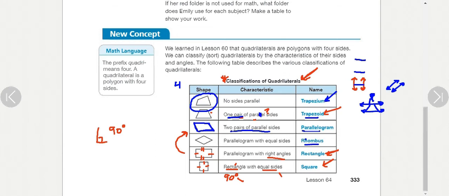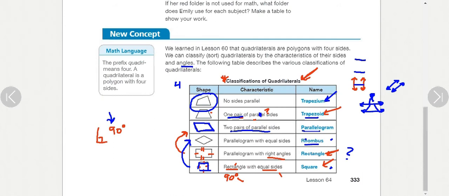All squares are rhombuses because they also have two sets of parallel sides like a parallelogram. But what's different between a square and a rhombus? Again, it's that angle relationship. Squares have the 90 degrees.